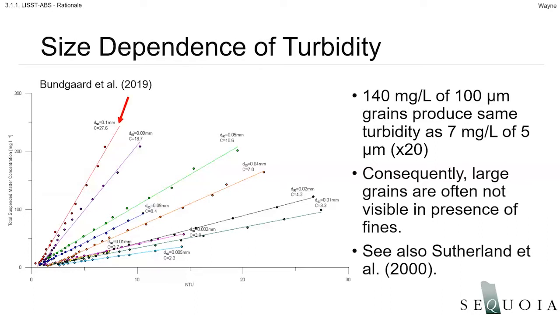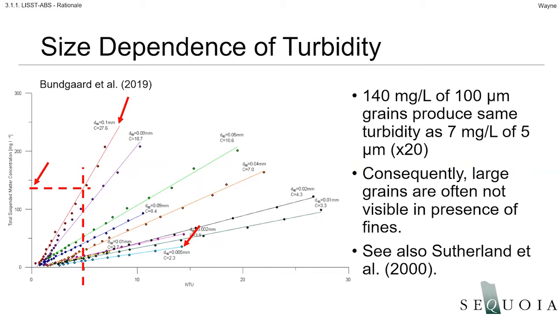So here you can see the arrows pointing to a line that shows the fit between TSM and NTU for, in this case, 100 micron sediments. And you can see that it's very steep. So that means that it takes a large increase in sediment concentration to cause a small increase in turbidity. The second arrow here, I've just highlighted the 140 milligram per liter TSM concentration on the y-axis. And if we go horizontally across until we intersect that line, then vertically down, we see that that corresponds to roughly 5 NTU. So 5 NTU corresponds to 140 milligrams per liter for those 100 micron particles.